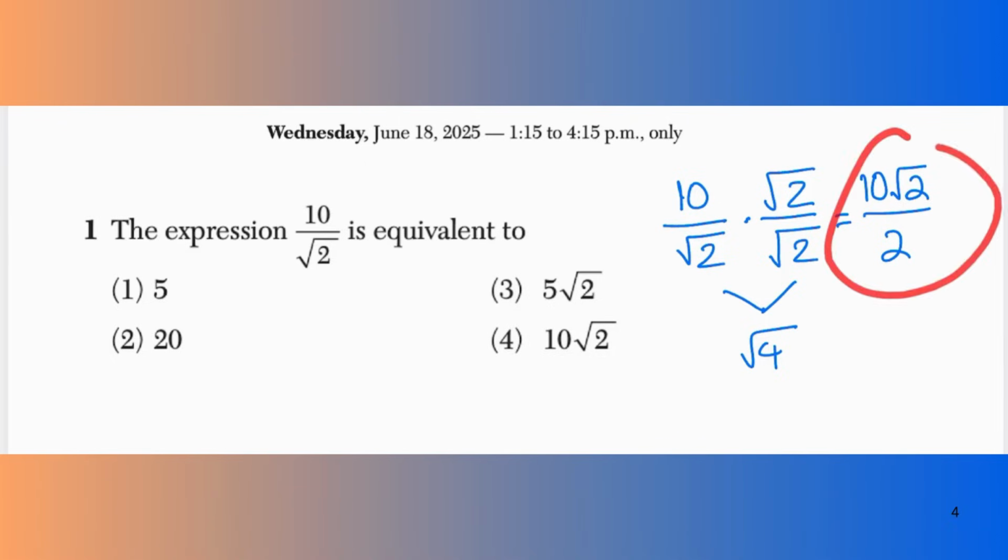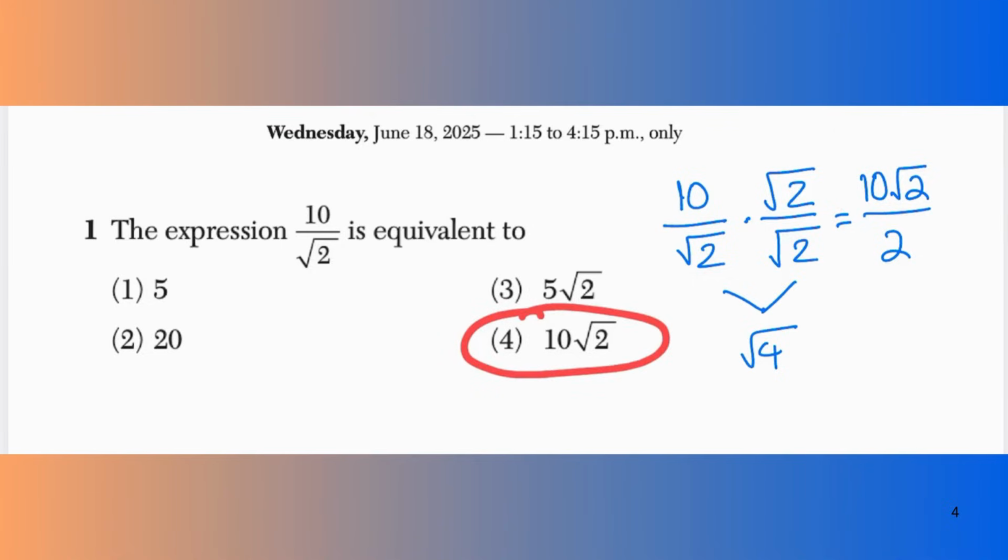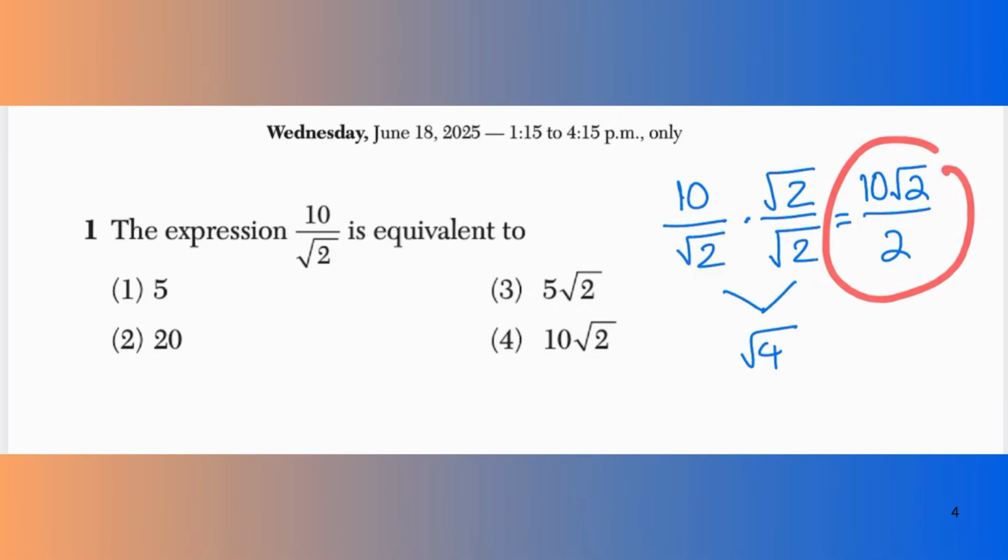Now, I don't see this in my answer choices. 4 looks close, but don't be fooled. 4 is just giving me a part of it. Don't pick that one. As a matter of fact, I would eliminate that one, because obviously 10 radical 2 cannot be equal to 10 radical 2 divided by some number. So 4 is out. But let's talk about how to simplify this further.